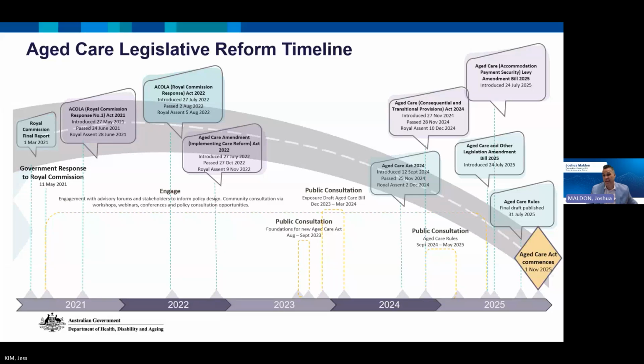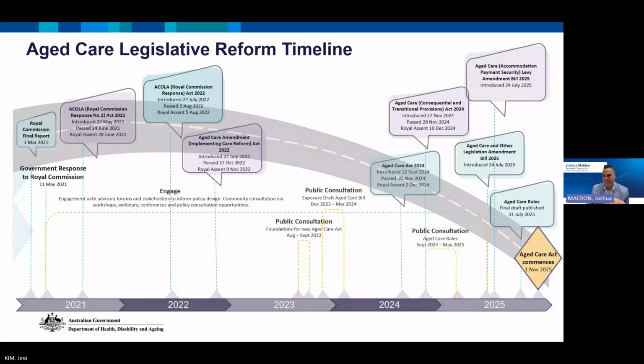So one of them, which is the Aged Care and Other Legislation Amendment Bill, which we are affectionately calling ACOLA, and the Aged Care Accommodation Payment Security piece. So we've also got the Levy Amendment Bill, and so those pieces are currently travelling before Parliament as we speak. And there's a series of different amendments across those.